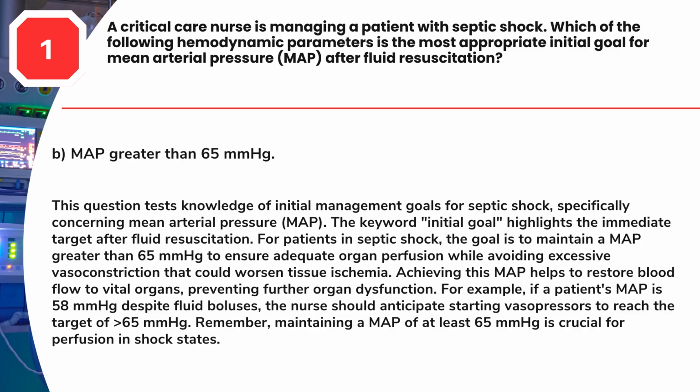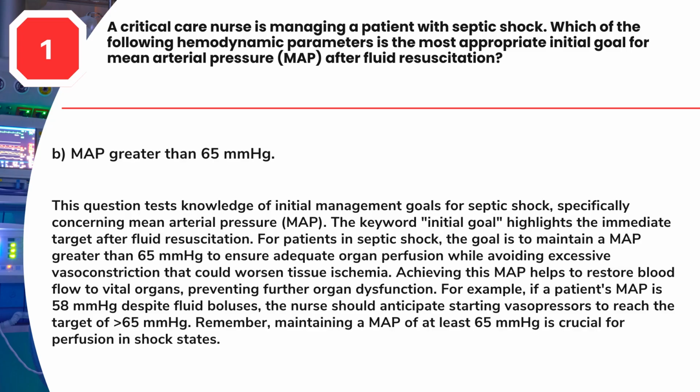For patients in septic shock, the goal is to maintain a MAP greater than 65 mm of mercury to ensure adequate organ perfusion while avoiding excessive vasoconstriction that could worsen tissue ischemia. Achieving this MAP helps to restore blood flow to vital organs, preventing further organ dysfunction.